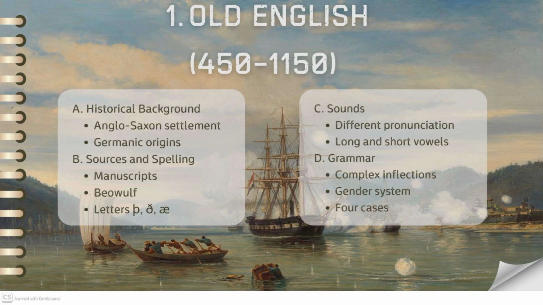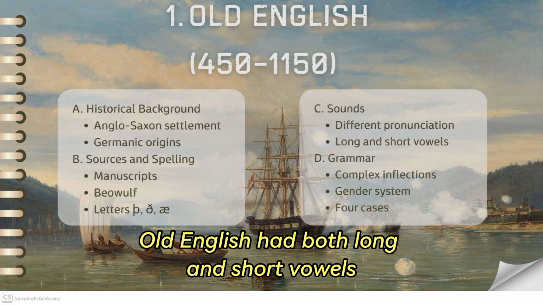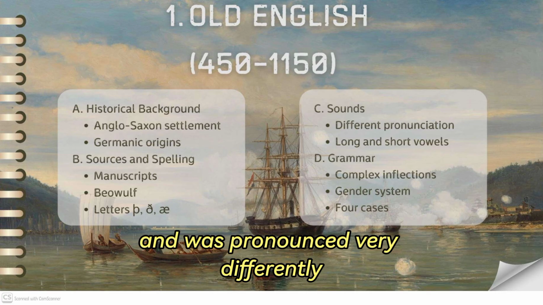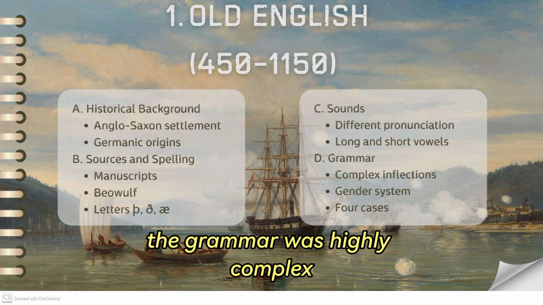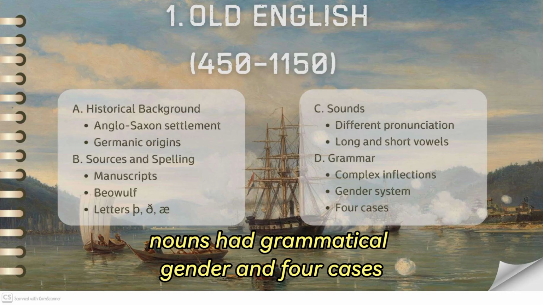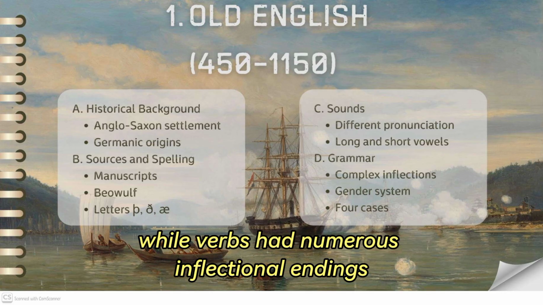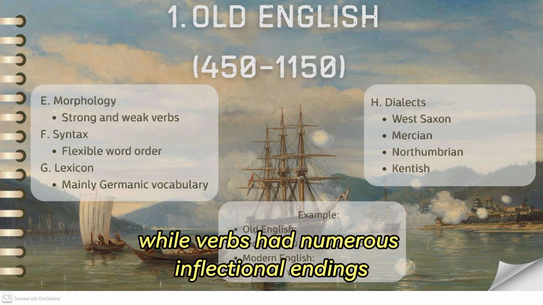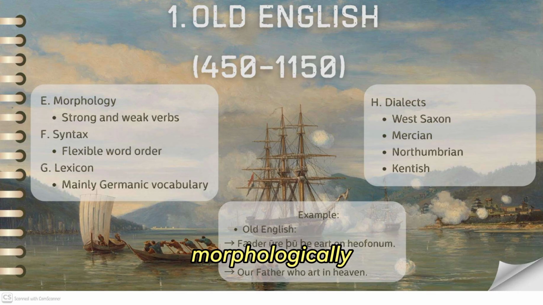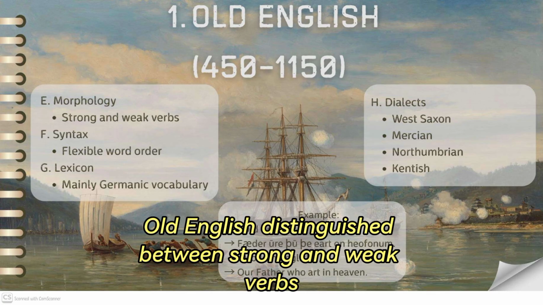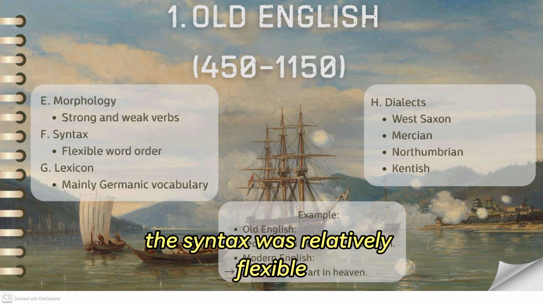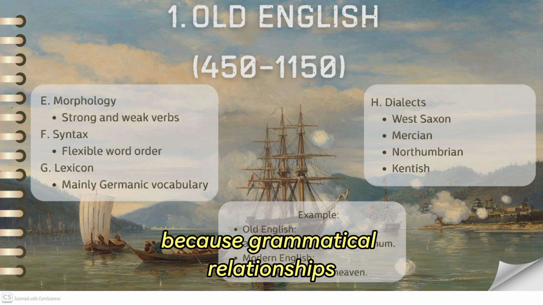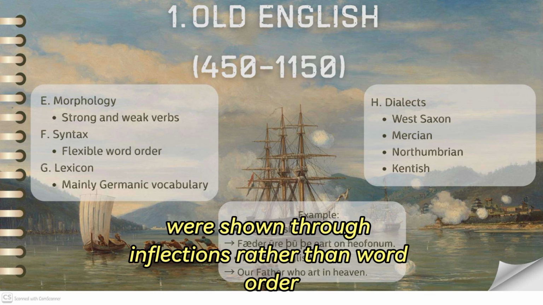In terms of sound, Old English had both long and short vowels and was pronounced very differently from modern English. The grammar was highly complex. Nouns had grammatical gender and four cases, while verbs had numerous inflectional endings. Morphologically, Old English distinguished between strong and weak verbs. The syntax was relatively flexible because grammatical relationships were shown through inflections rather than word order.